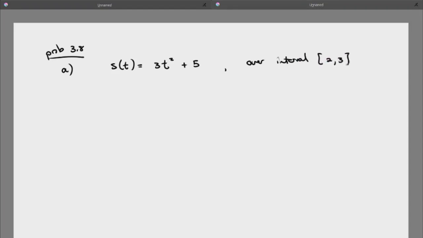Let's look at problem 3.8, number A, for example. So there I have my function, which is a distance function, 3t squared plus 5. And I'm looking at the interval of t values 2 to 3. So that interval refers to the input variable, which is the t variable in this case.